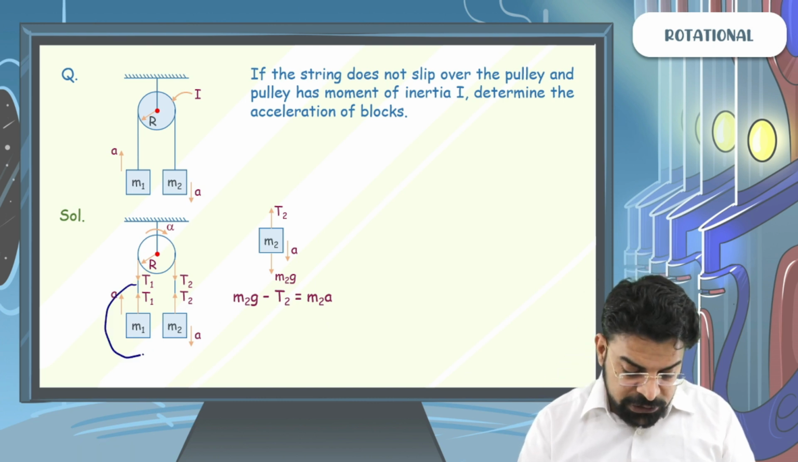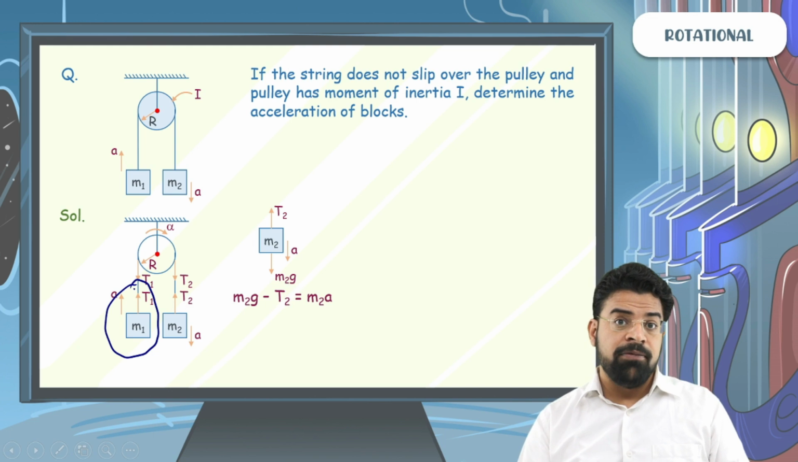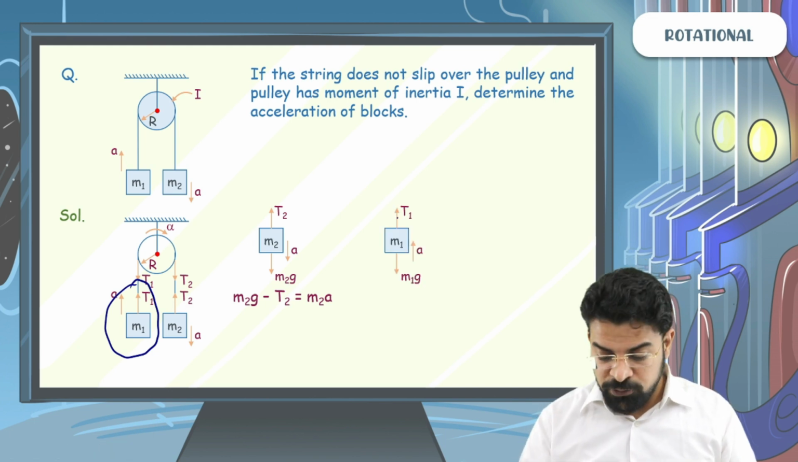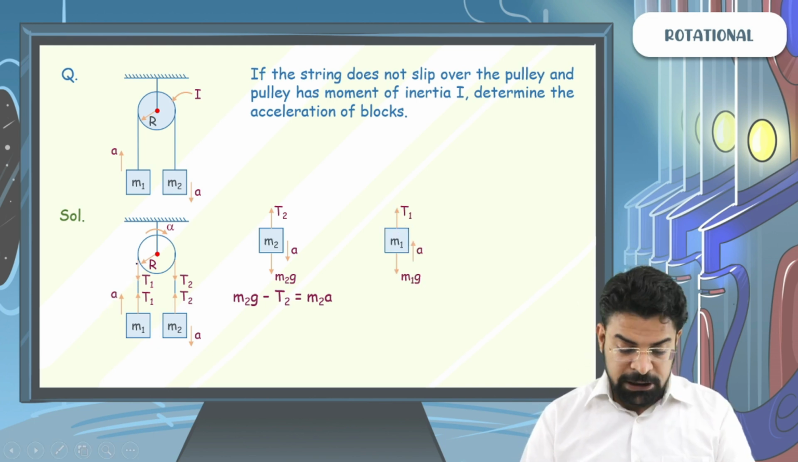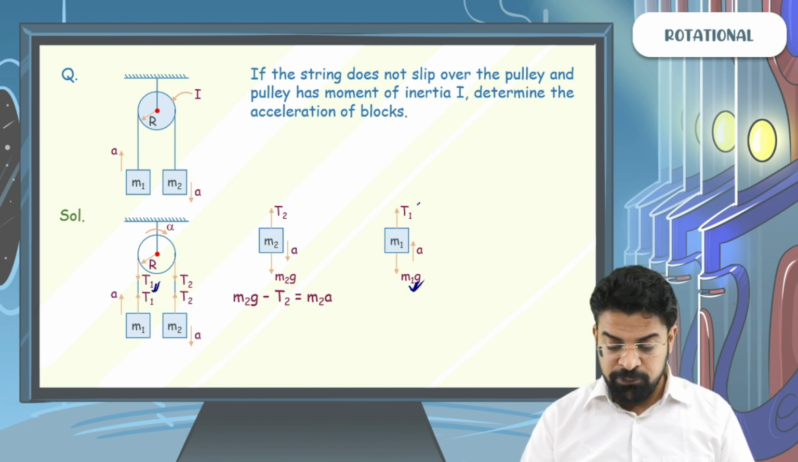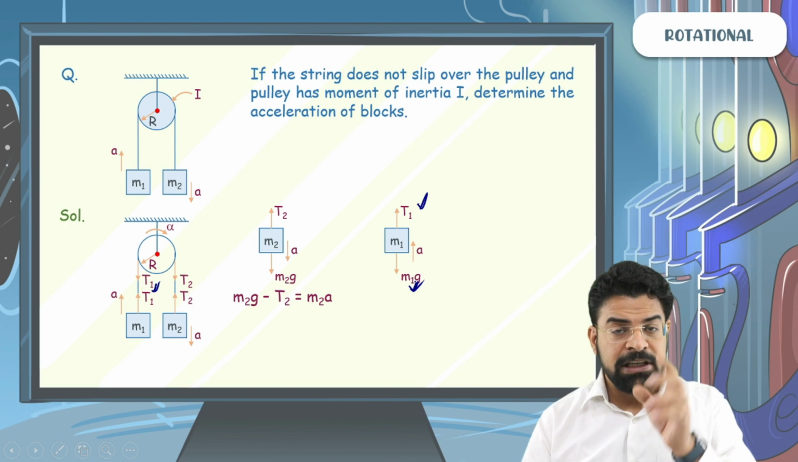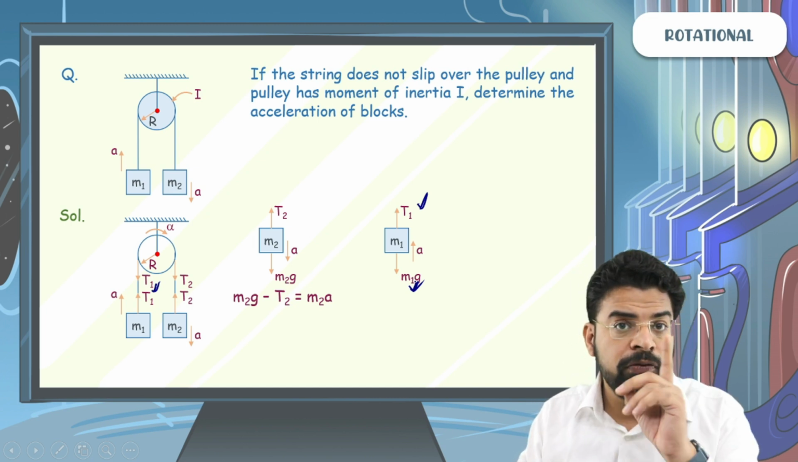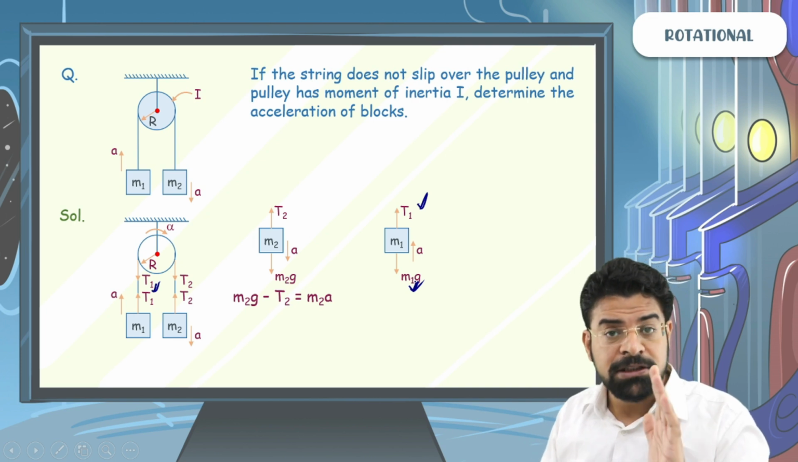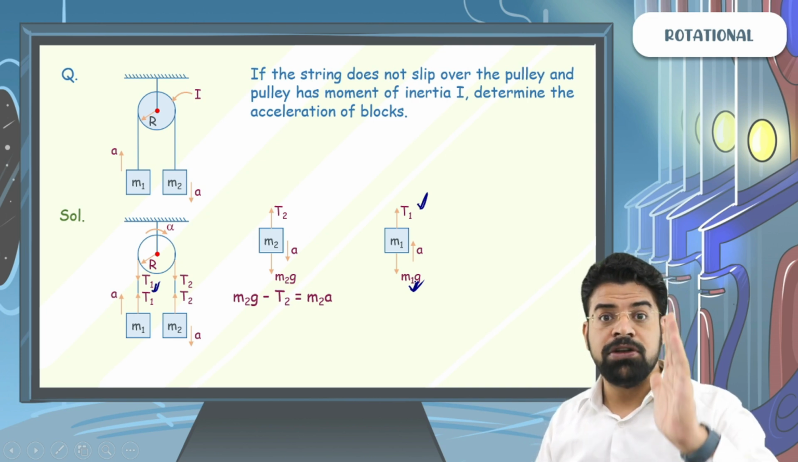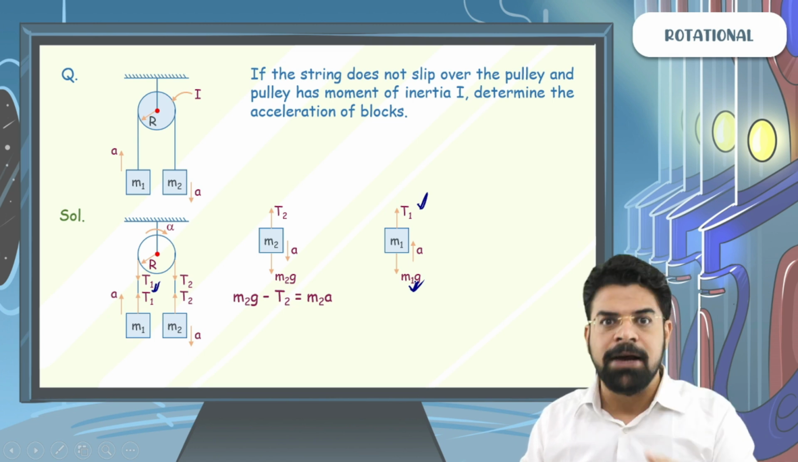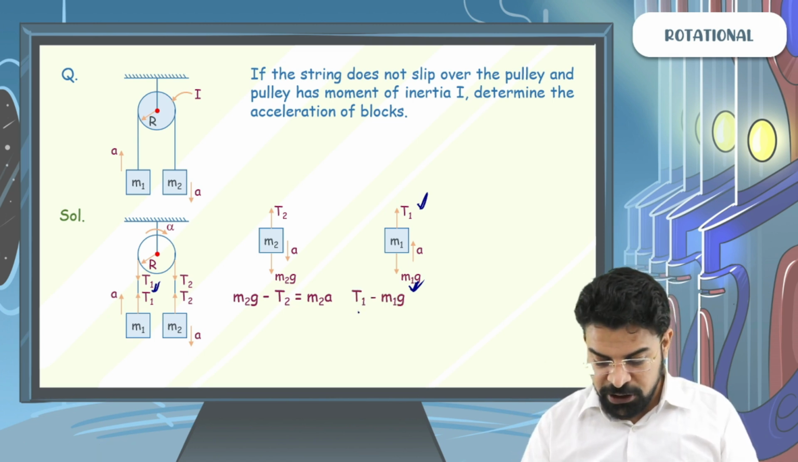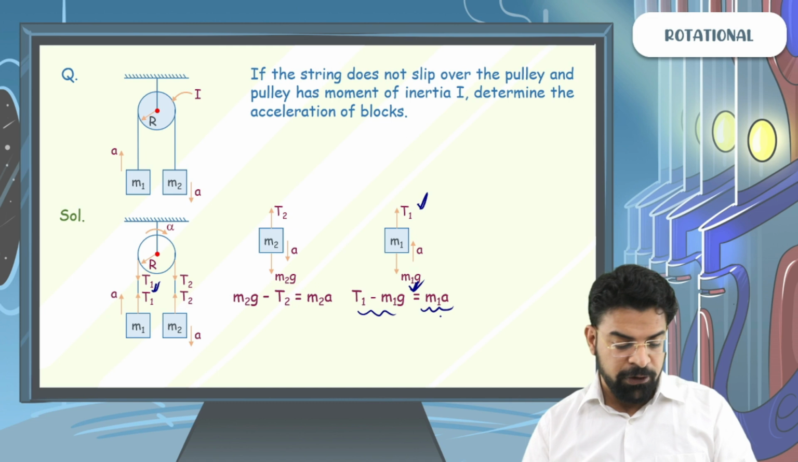Now look at the forces acting on the block of mass m1 and write the force equation on it. For the block of mass m1, there is upward tension T1 and downward weight m1g, and under the influence of only these two forces, it is going up with an acceleration A. You will write the force equation as the net force in the direction of acceleration: T1 minus m1g equals m1a.